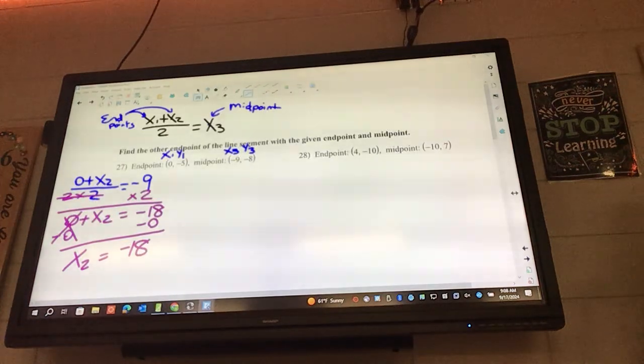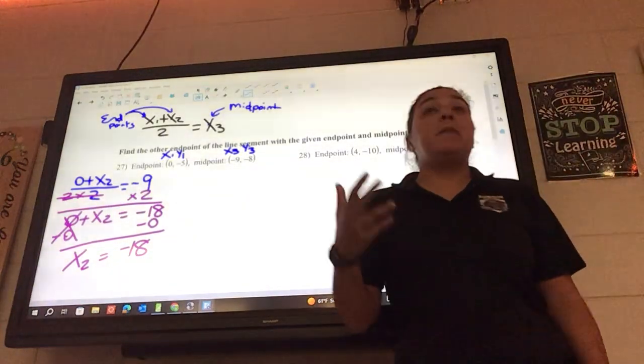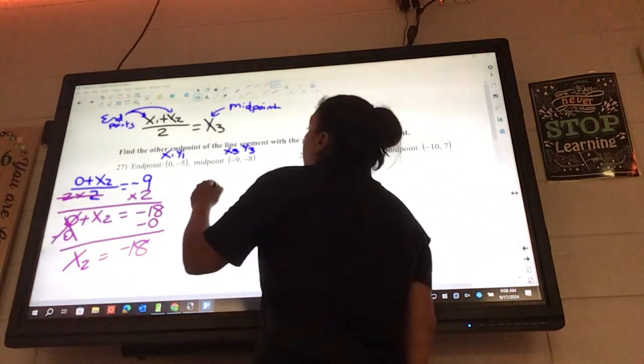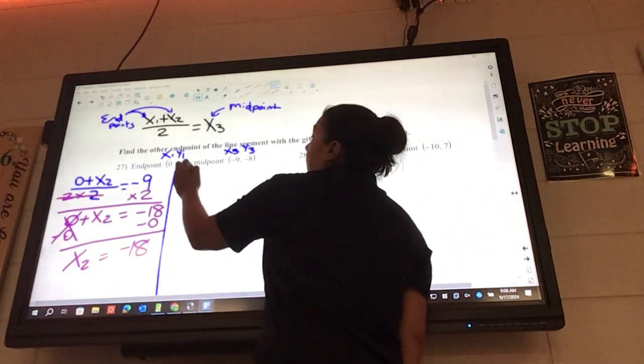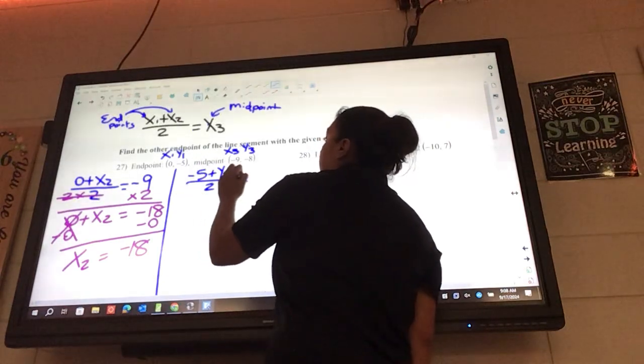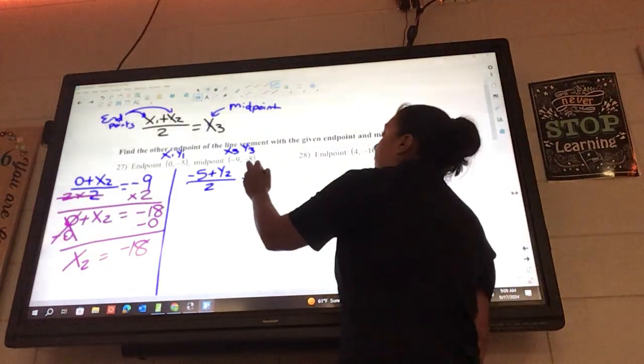Okay, and you're going to do this exact same thing still on this problem for the y's. Okay, but the steps are going to be the same. You times by 2, then add or subtract. Okay, so for the y's, we're going to say -5 plus y2 over 2 equals my y3. What is my y3? -8.